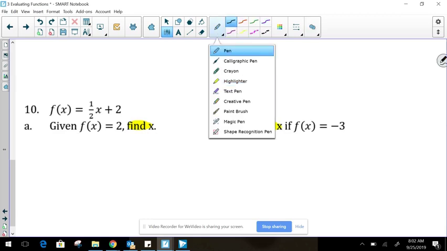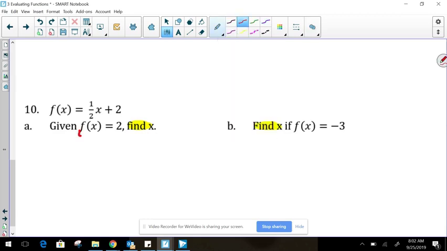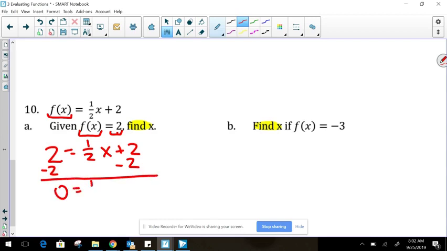Okay, so I have f of x is equal to 2. I would make those marks. Now I can plug in 2 wherever I see the f of x. So 2 equals 1/2 x plus 2. And then I can solve. Oh my gosh, 0 equals 1/2 x? That's so weird. I'm still going to multiply by my reciprocal, though.